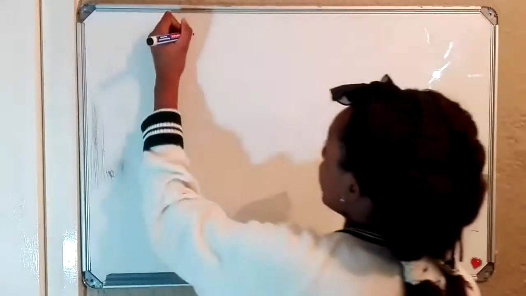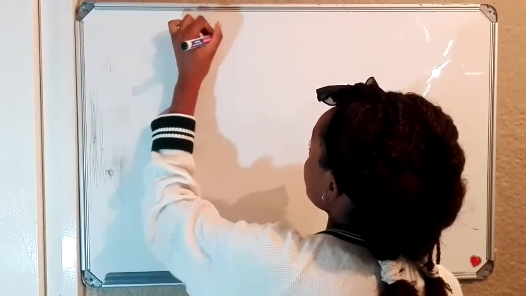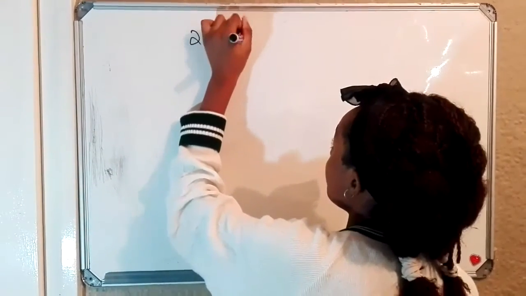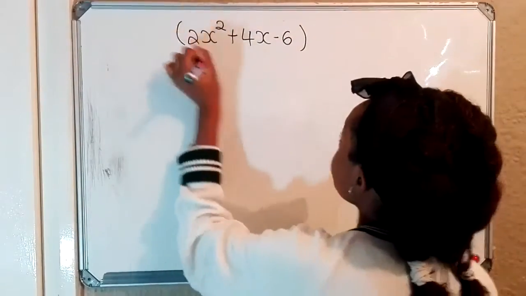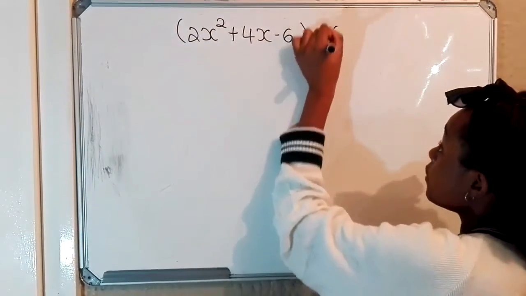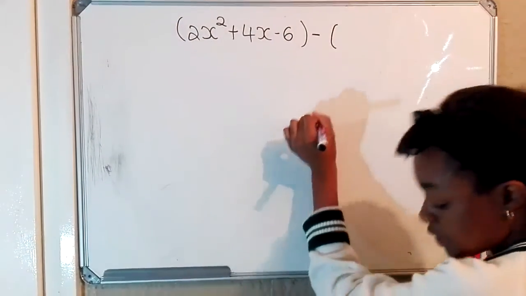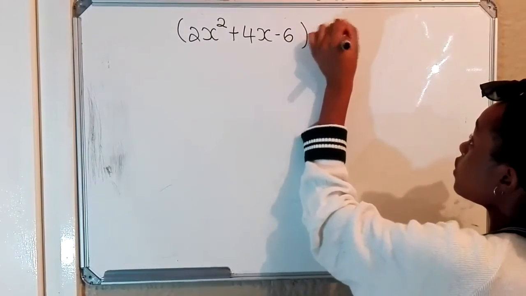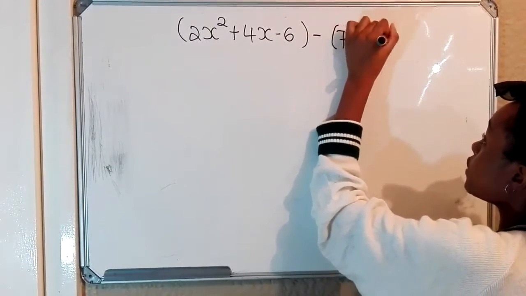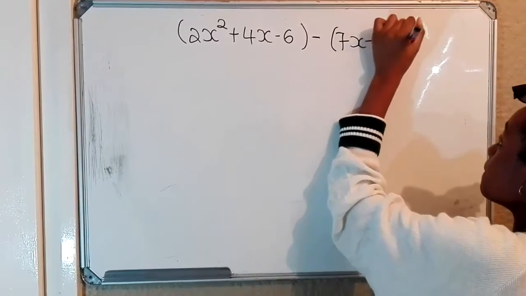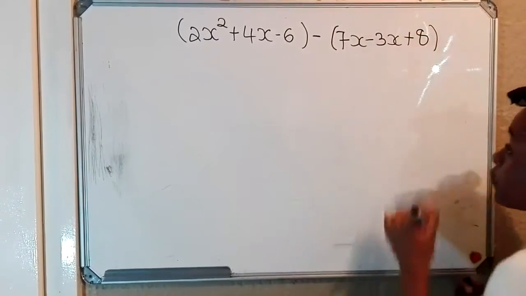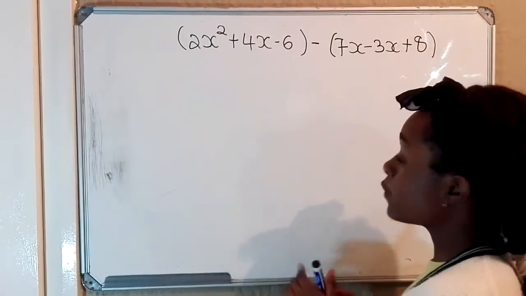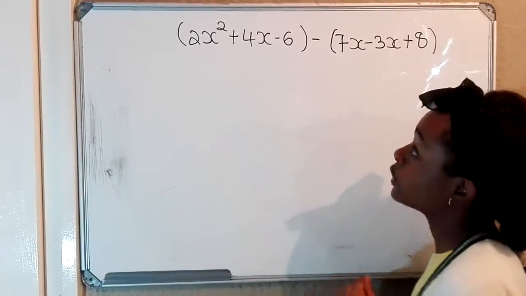Here's another one. Say we have 2x squared plus 4x minus 6, brackets over here, minus, okay, minus 7x minus 3x plus 8. Okay, so feel free to pause this video and try this on your own.